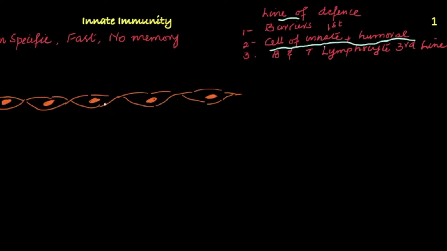So this you can see is the epithelium. This can be epithelium of the respiratory tract, of the GI tract, or it can be simply epithelium of the epidermis of the skin. So this is going to act as the physical barrier. The first is acting as a physical barrier.